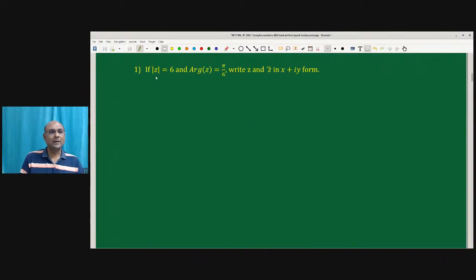So this question says, modulus of z is 6. Argument is pi by 6. Write this and write this. Easy. I'll give you a minute. Come on, quick.